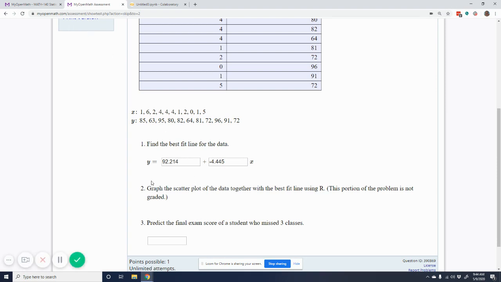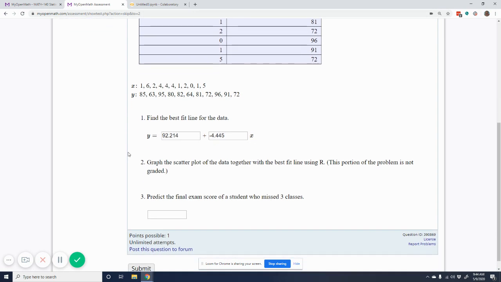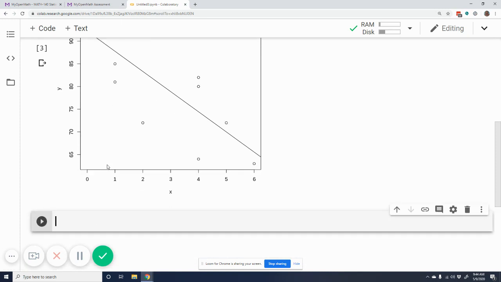Okay, so now that we've done 1 and 2, number 3, predict the final exam score of a student who missed 3 classes. So we are going to do that with our best fit line, with the equation for our best fit line, which is our best guess of what would happen. So 3 classes, that tells me how many classes I missed, which is my X. So I'm just going to plug that 3 into X for this equation. So I'm going to have, right there, another code cell.